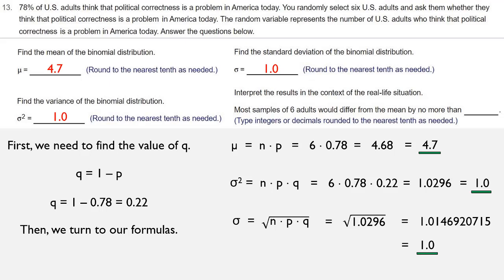So now we're supposed to interpret the results in the context of the real-life situation. Most samples of 6 adults would differ from the mean by no more than blank. Well, they would differ from the mean by no more than the standard deviation, which is 1.0. So that brings us to an end of problem 13, because those are your answers.